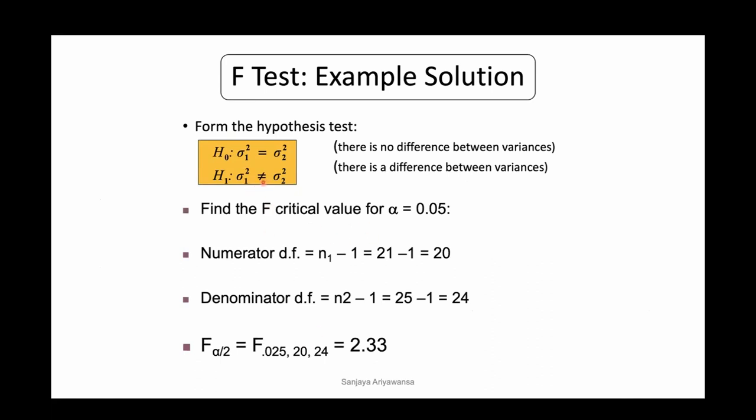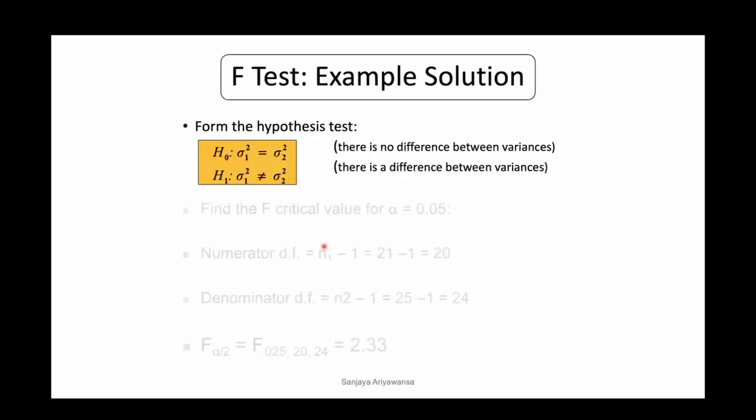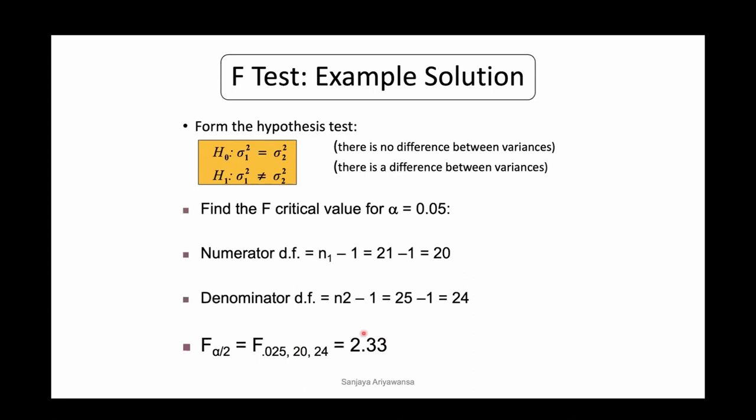Now see, you look at your H1, it's a two-tailed test. So you have to consider alpha divided by 2. If your alpha is 0.05, 0.05 divided by 2 is 0.025. This is for your numerator, the first sample, N1 minus 1, 21 minus 1. My first sample in this case is NYSE, and the second sample is NASDAQ. So I find the critical value from the F table, 2.33. There are degrees of freedom for your numerator and denominator.